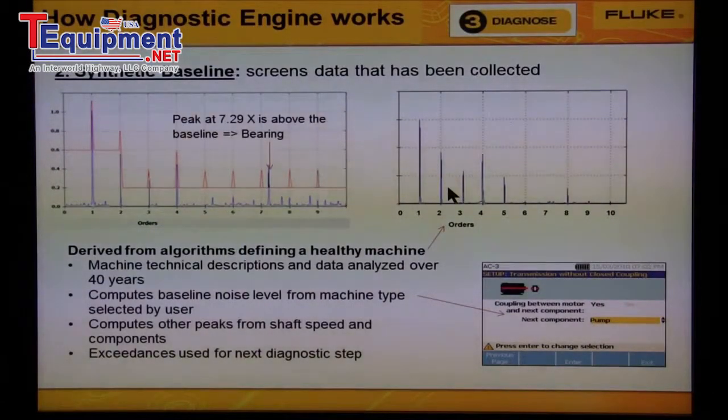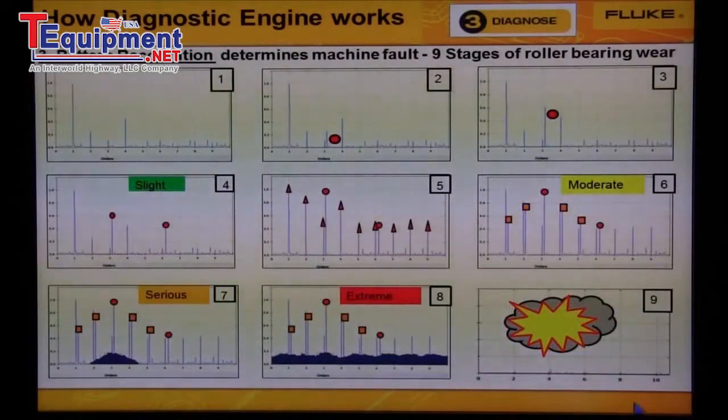You will notice that on the graph on the left there is a peak that exceeds the baseline. This is an anomaly, and we need to find a fault or reason for this. We'll do this in the next step. In step number 3, we compare the exceedances of the baseline to 4,700 rules. Of these 4,700 rules, there are 4 common faults that we see every day: imbalance, misalignment, looseness, and roller bearings. We'll focus on these 4 faults in the 810.